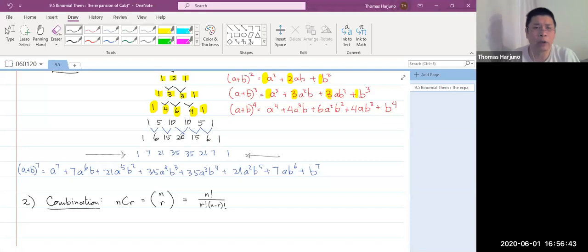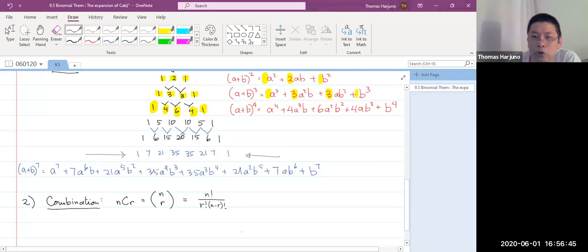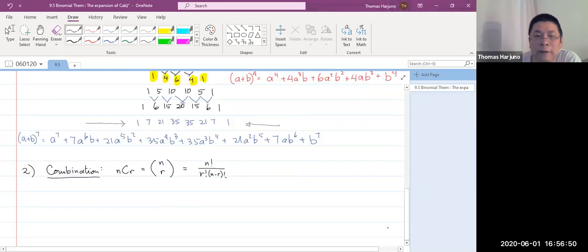I will teach you the calculator first, how to use the calculator. I assume you use TI-30 or TI-36. How to use combination, first one by calculator. Suppose I have 12C5, or in our textbook, we write that as 12, 5 in parentheses.